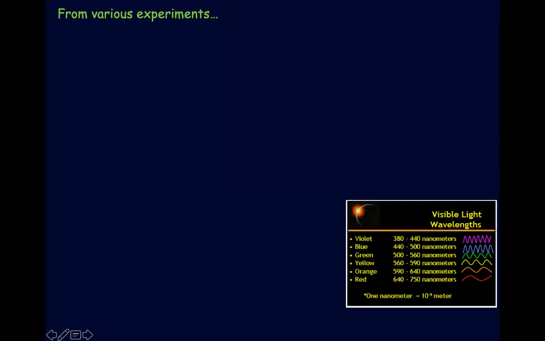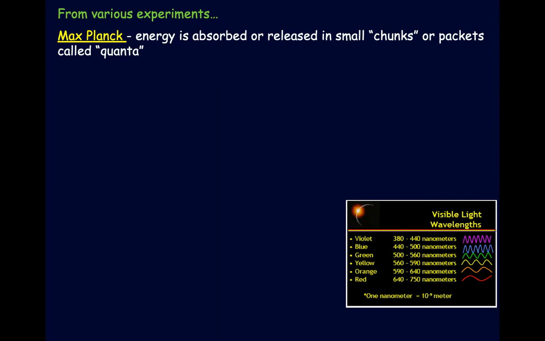So we take this information, and some crazy things happen along the way, and I'm going to go pretty quickly with this. At the time, a scientist, Max Planck, does some experiments and comes out with a bold statement, saying that energy is absorbed or released in small packets or chunks of energy. He called these chunks of energy quanta.